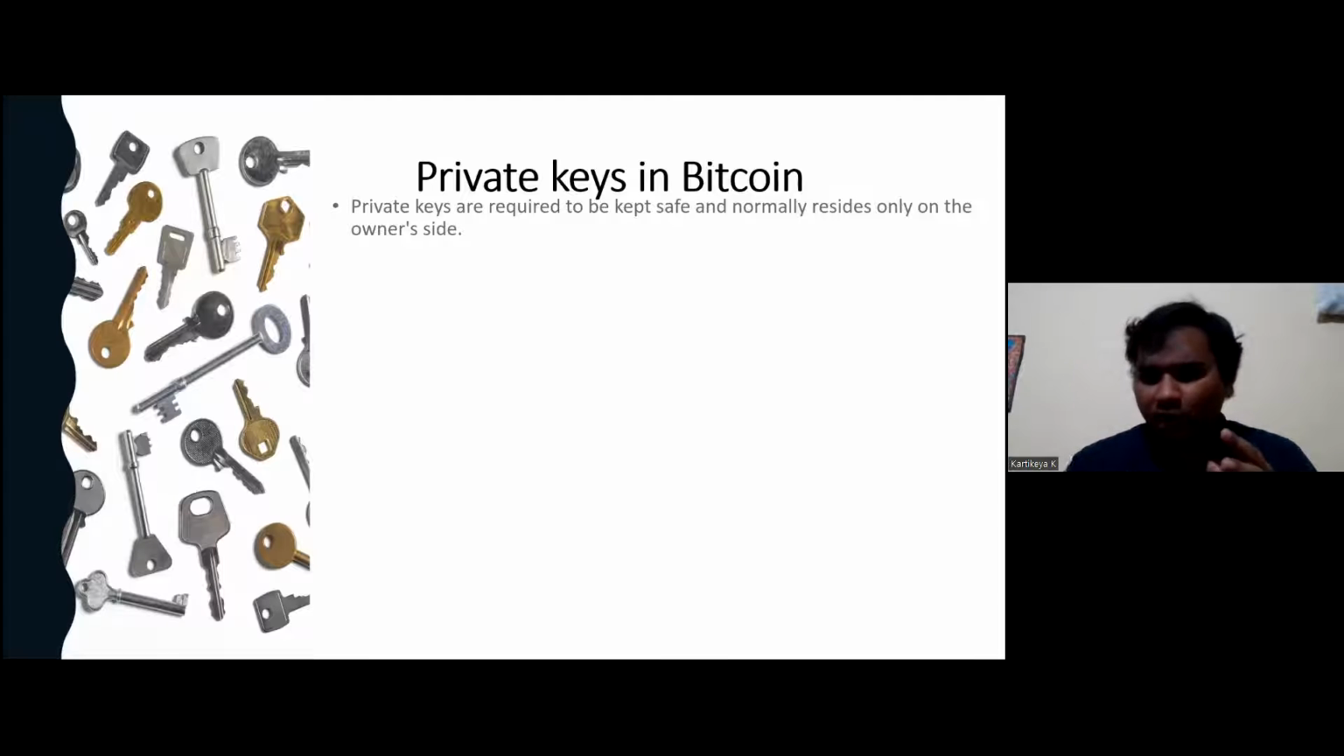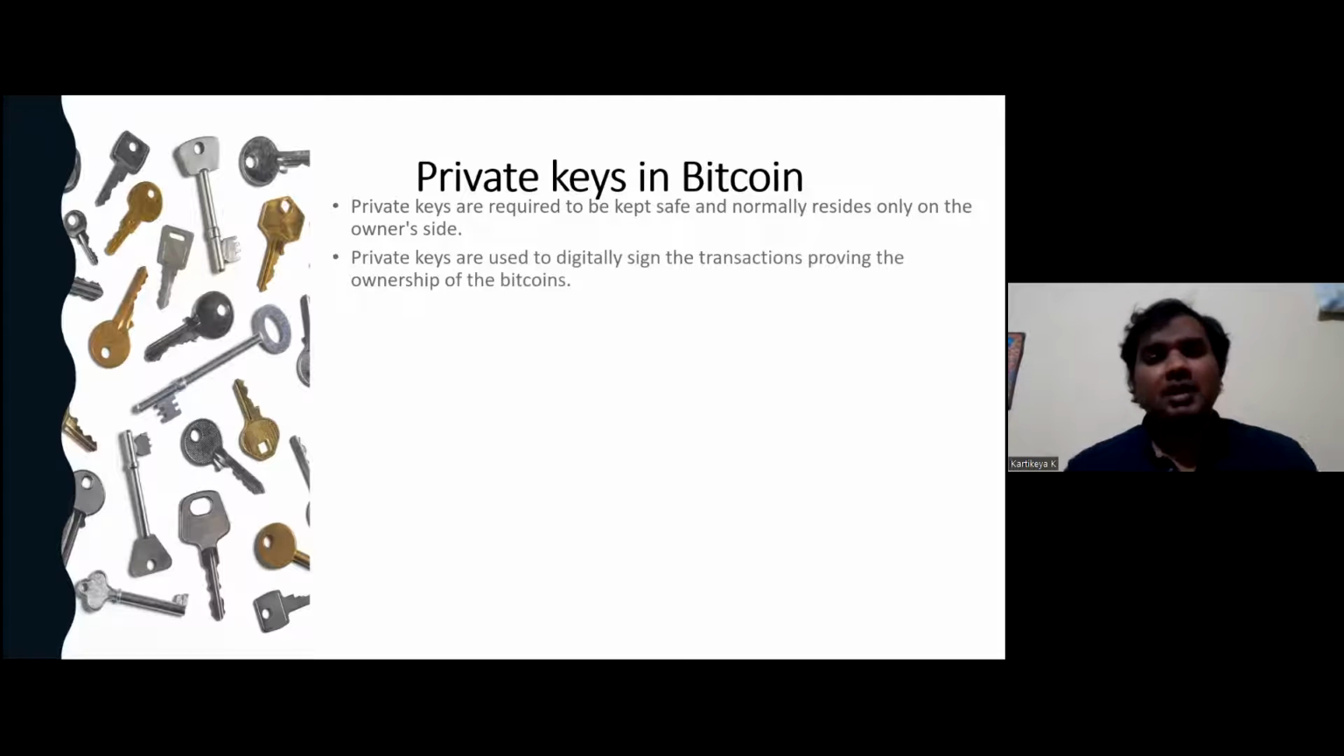And not only for signing, even for the decryption of a transaction, owners need to use their own private keys to decrypt a transaction. Earlier we saw, right, all transactions are transparent and everyone can know the transaction. But to see the details, the owners have to use the private key to decrypt that transaction. Private keys are used to digitally sign the transaction, proving the ownership of the Bitcoins. So with the help of these private keys only, the owners prove their ownership. Okay.